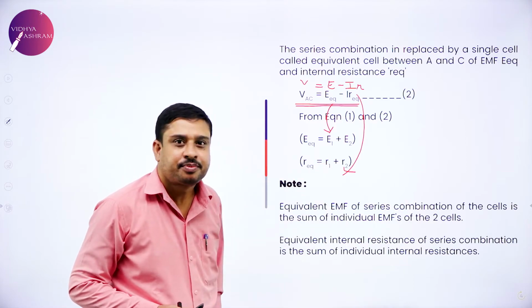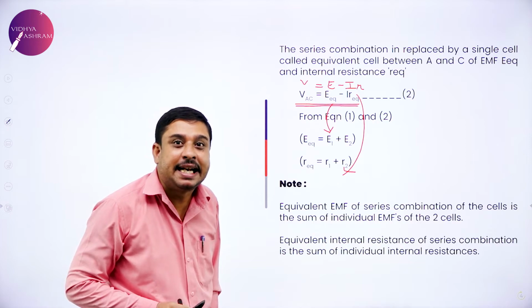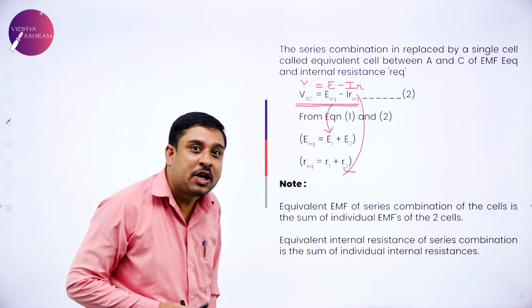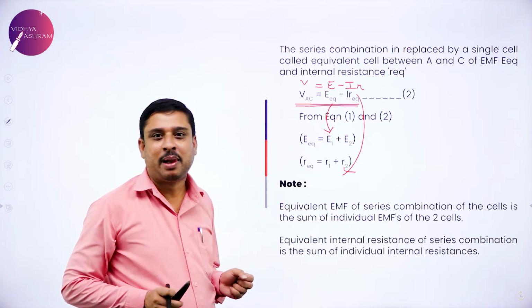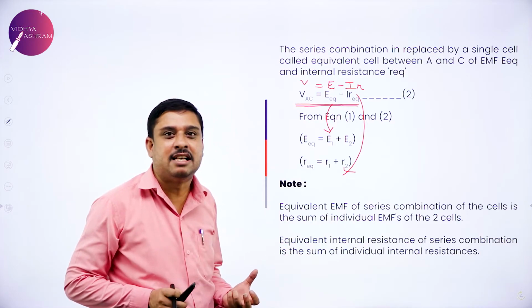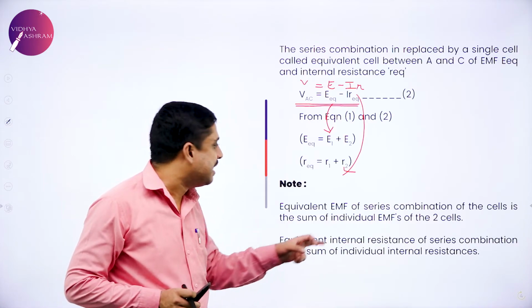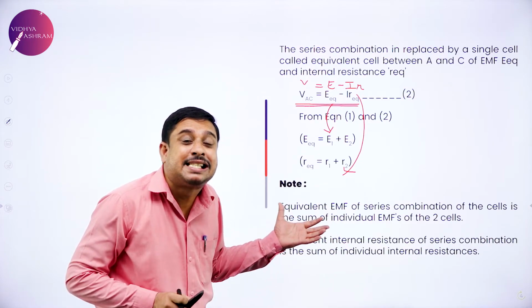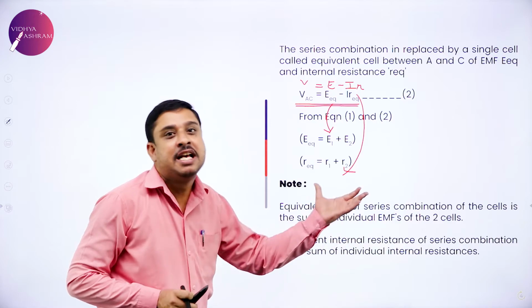Observe here, when two resistors were connected in series, the equivalent resistance was R1 plus R2. When two cells are connected in series, the equivalent internal resistance is still r1 plus r2. So this establishes the series nature of cells.